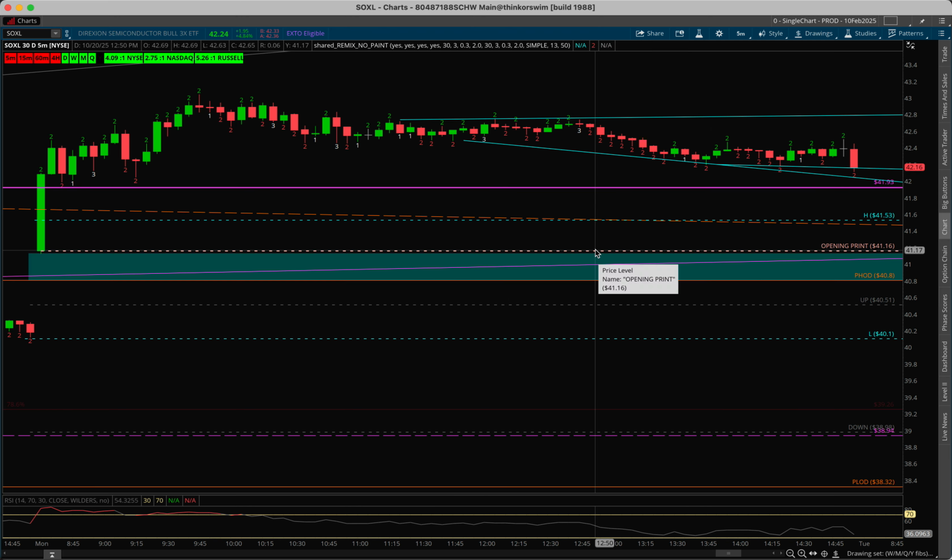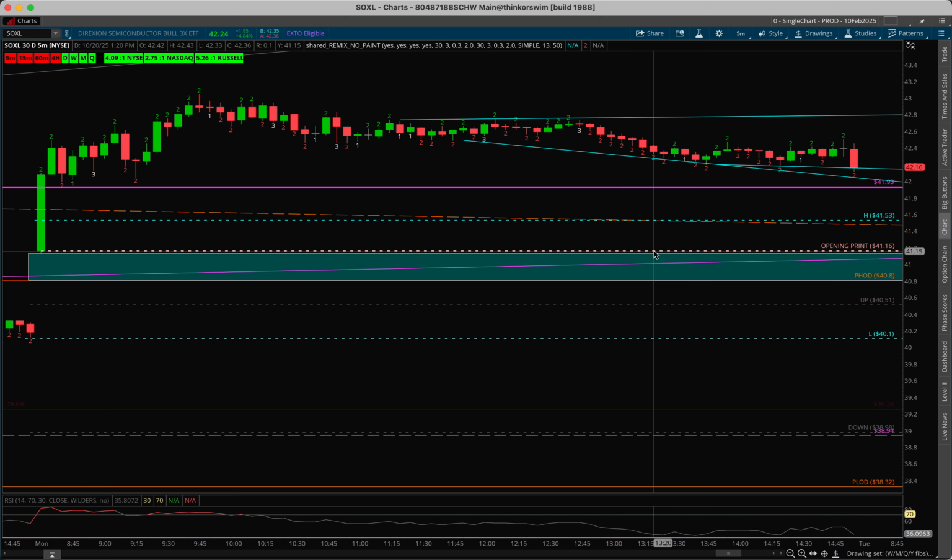Then as price opens, we mark our opening print. So we see the first trading price was 41.16. It did create a small gap up. That's what this turquoise box is. And we can see that aside from the initial gap up in that first push in the first 5-10 minutes, there wasn't a whole lot there to be had from an upside or downside. Just moved sideways, right?